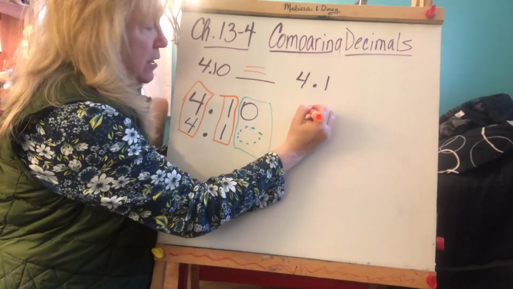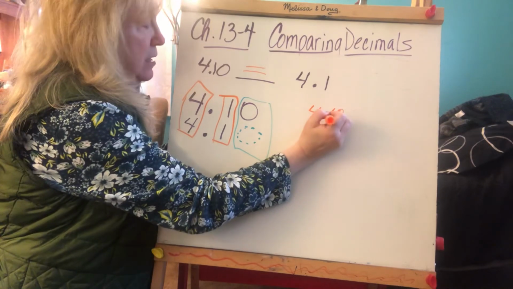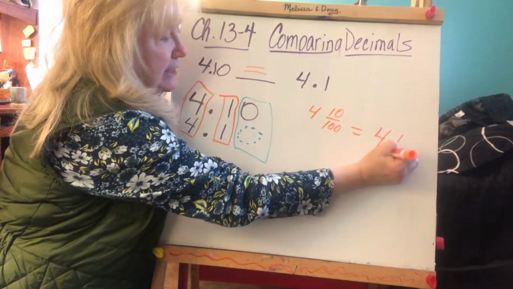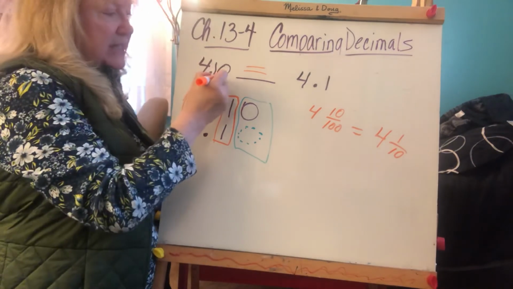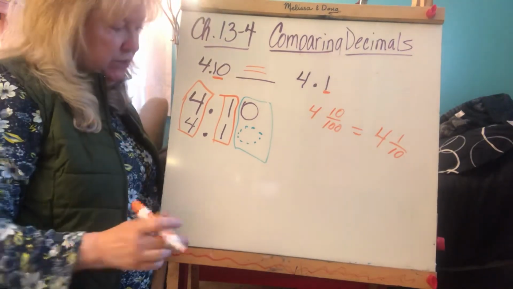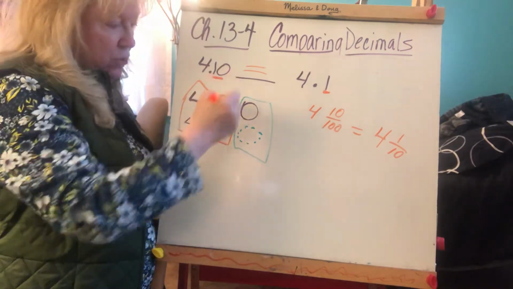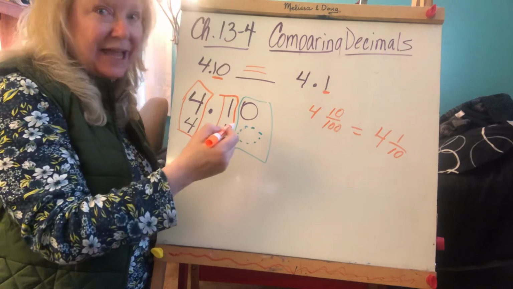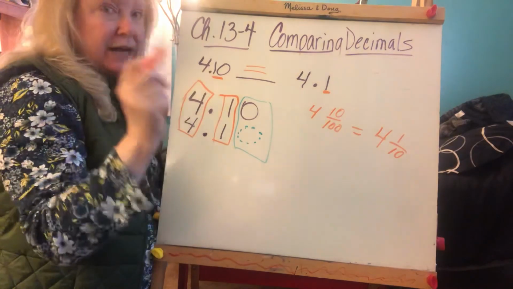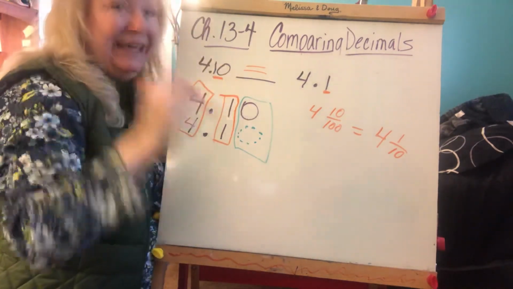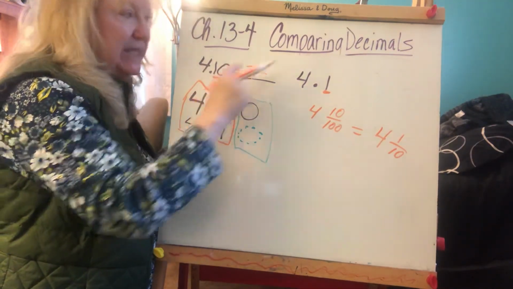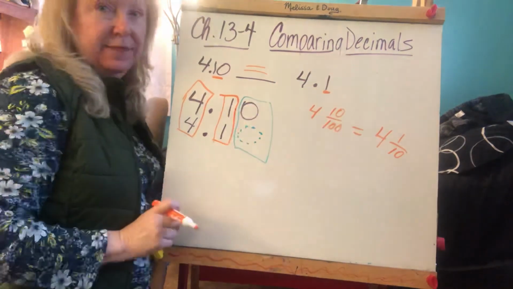4 and 10 hundredths equals 4 and 1/10. They equal each other. Just because this has 2 places after the decimal and this only has 1 doesn't mean the value changes. As you can see here, the 4s are the same, the 1s are the same, and the zeros are the same. We just didn't write this one because it's an imaginary zero here. So don't get confused. 4.10 equals the same thing as 4.1. 4 and 10 hundredths equals 4 and 1/10.